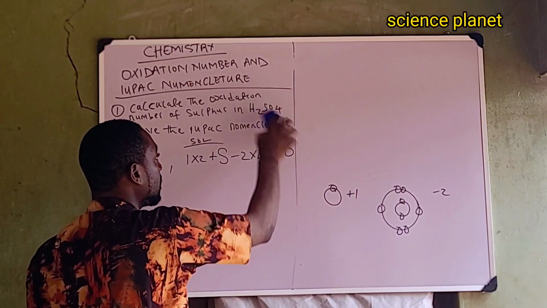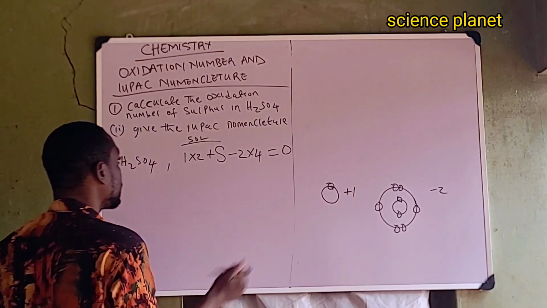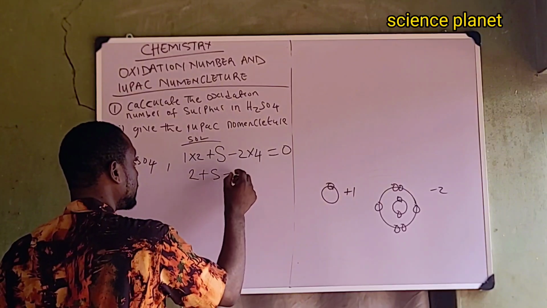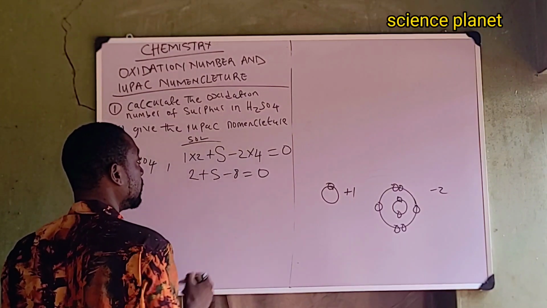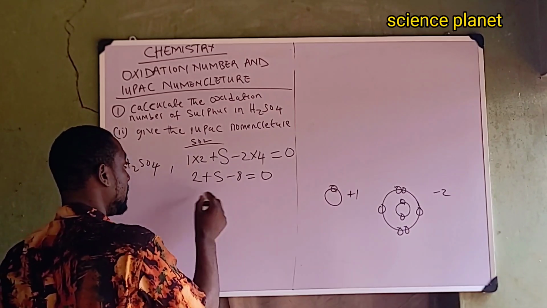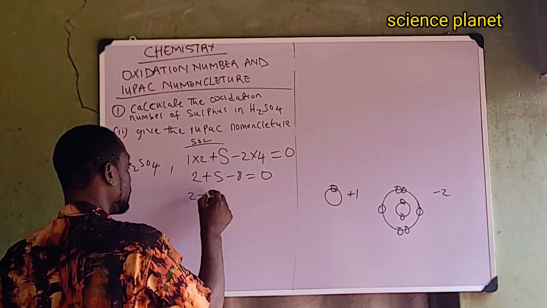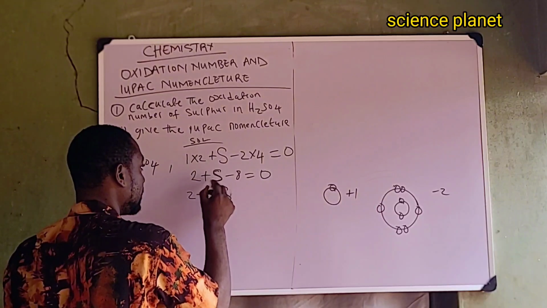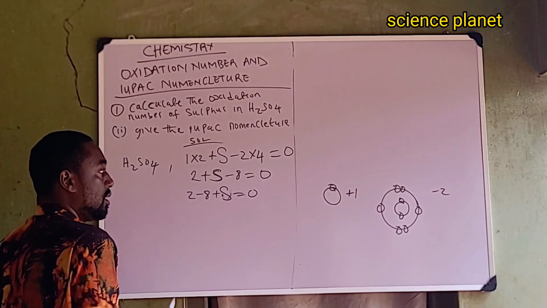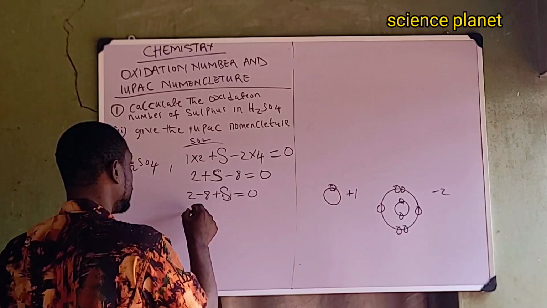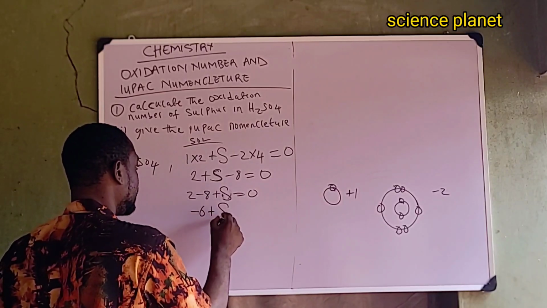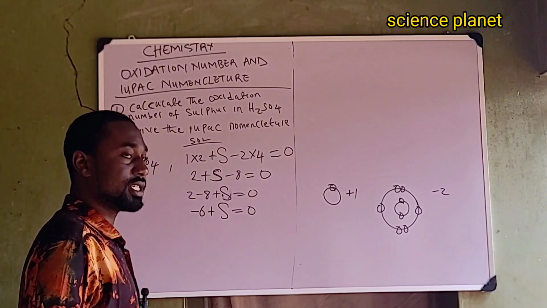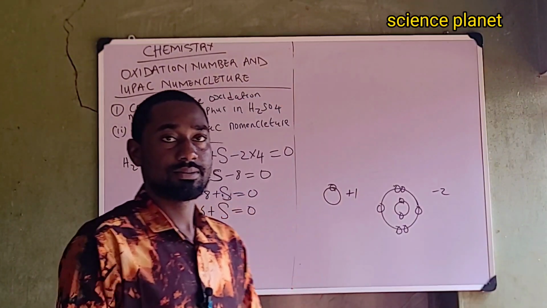So since this is a neutral atom, we call it 0. So let's calculate. 1 times 2 gives us 2, plus S, minus 2 times 4. 2 times 4 gives us 8, equals 0. What do we do? Collect like terms. So 2, minus 8, plus S. Remember, this is S, not 5. S equals 0. 2 minus 8 will give you minus 6, plus S equals 0. Collect like terms, because minus 6 cannot be added to S.